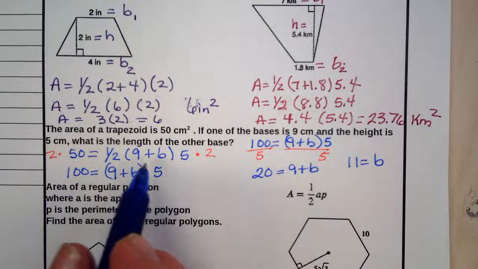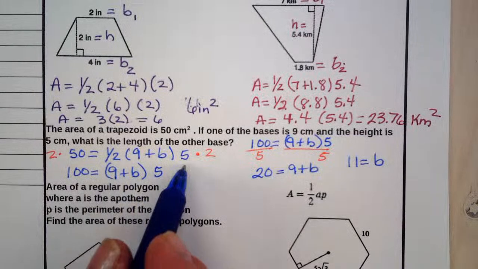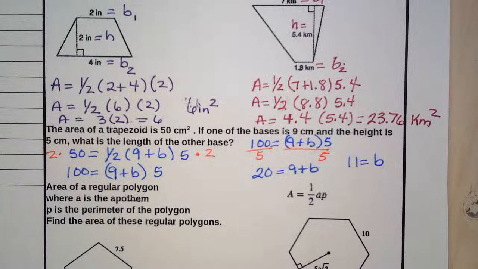If we put it back in here, 9 plus 11 is 20. Half of 20 is 10. 10 times 5 is 50. It is correct.